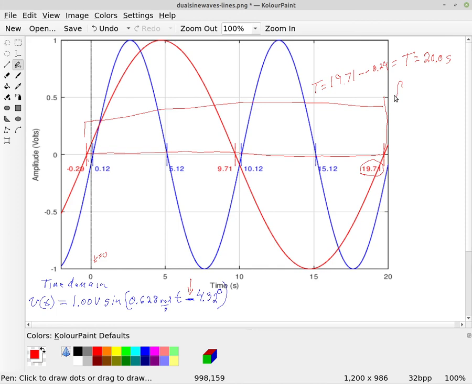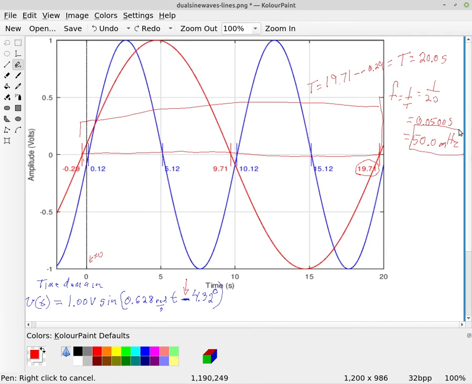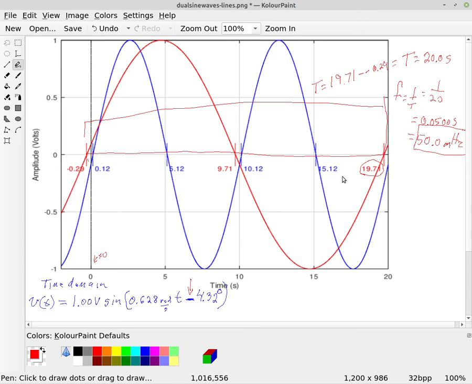So the frequency is 1 over the period. Capital T is the period. And so for the red waveform, that's 1 over 20, which is 0.0500 hertz. So if we're going to put this into Blackboard, then we must write this as 50.0 millihertz. Okay, so if I was asking for the frequency of the red waveform, it would be 50.0 millihertz. Period is seconds. The frequency is cycles per second, which we used hertz for. All right, so it's 50 millihertz.